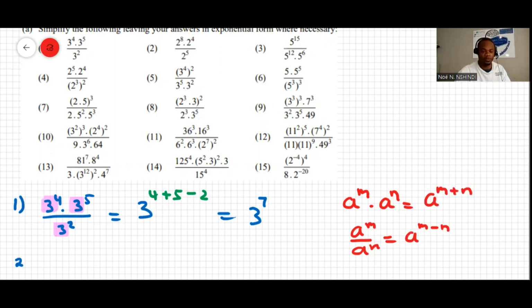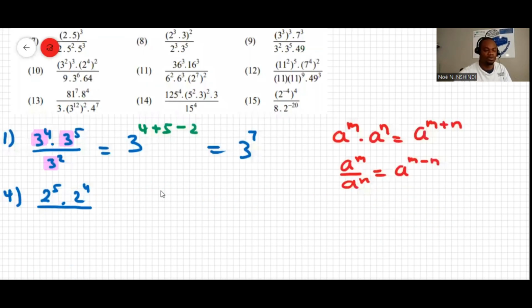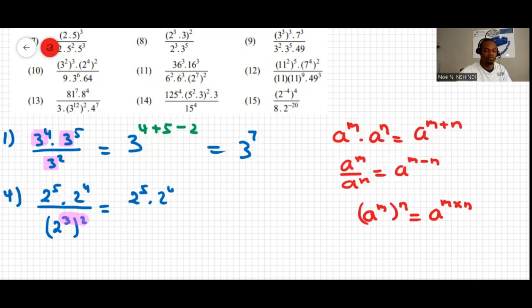Question 2 and 3 are done the same way, and then I'm going to do question 4, which is 2 to the 5 multiplied by 2 to the 4, all over 2 to the power of 3 raised to the power of 2. Over here we can first simplify the denominator. You know that a to the power of m all to the power of n is equal to a to the power of m multiplied by n.